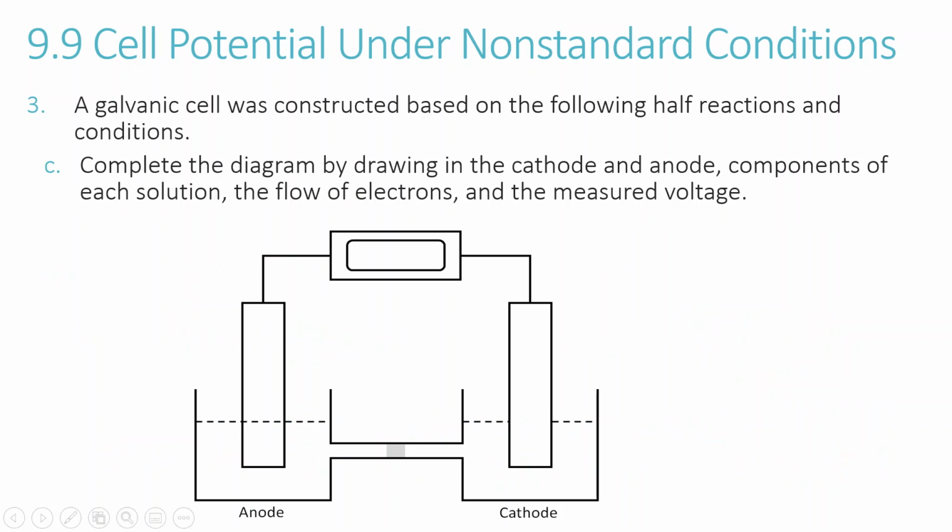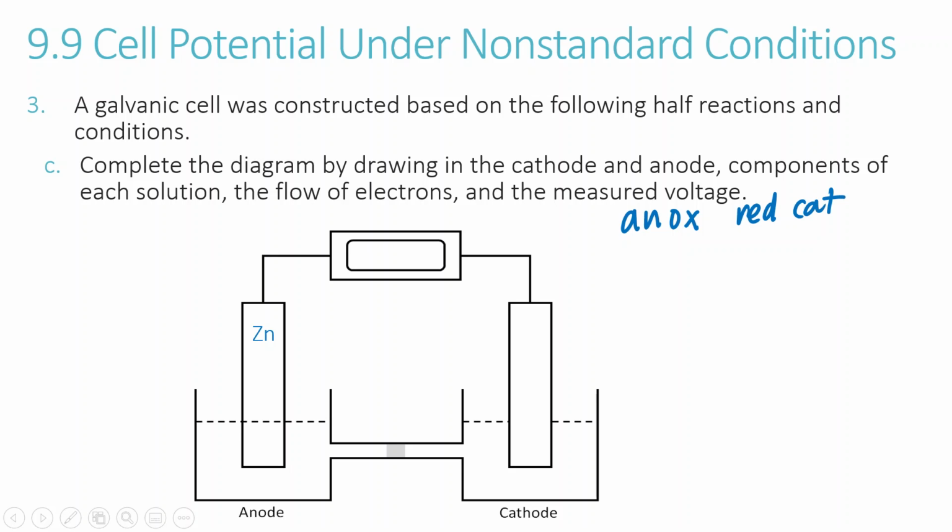So we want to go ahead and complete this diagram here, drawing in the cathode and anode, the components, and the flow of electrons. So zinc here is going to be my anode. Now remember an ox and red cat. So reduction occurs at the cathode and oxidation occurs at the anode. So that's how I know I want to put zinc here, because zinc is being oxidized.